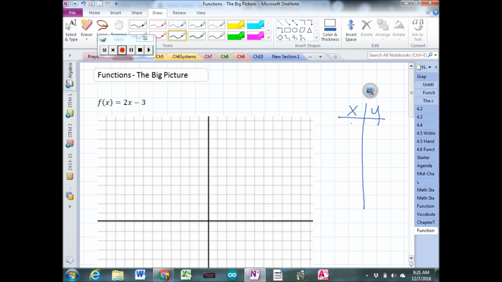And since it's not a word problem, we can pick any values that we want to plug in for x, our inputs, and see what outputs we get. So here are some that the students chose, starting with 3, and plug in 3. That's 2 times 3 minus 3. 2 times 3 is 6 minus 3 is 3. And so these are the values that we got: 3, 3, 2, 1, -1, -5, 0, -3, and 7, 11.